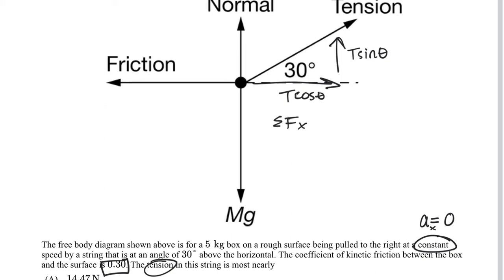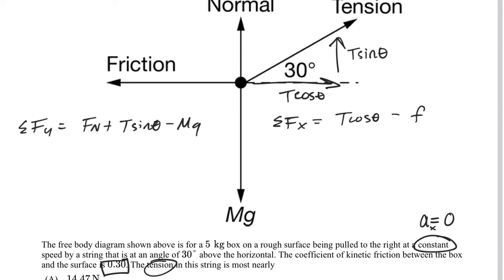We're going to find the sum of all forces in the x direction and the sum of all forces in the y direction. In the x direction we have T cosine theta minus the force of friction, so I'm just going to write F for friction. In the y direction we have normal plus T sine theta minus mg. We're going to bring out our ma in the y direction, ma in the x direction, bring everything down, force normal plus T sine theta minus mg.